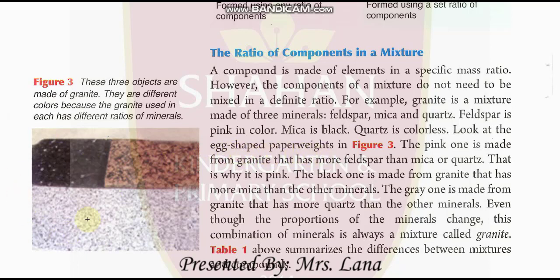Look at the egg-shaped paperweights in figure number 3. These three objects are made of granite. They are different colors because the granite used in each has a different ratio of minerals. The gray one is made from granite that has more quartz than the other minerals. The gray one, this one. Even though the properties of the minerals change, the combination of minerals is always a mixture called granite.